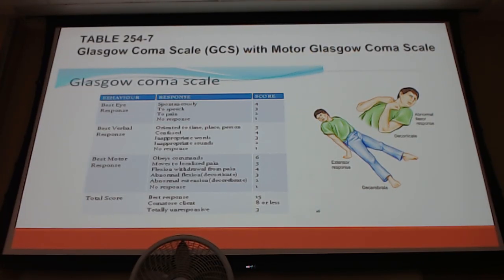And then here's our GCS score. I'm not going to get into it because I know you guys, I think I've seen it on almost every EMed test already, right?